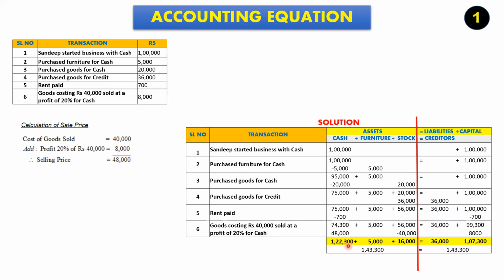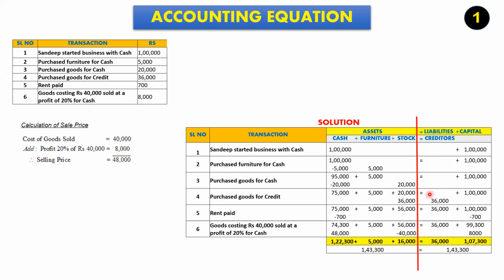1,22,300. That's it. And again bring this down 5,000. And why in stock did I put minus 40,000? Because we sold, yes, 40,000 worth of goods. That's why we have to put minus 40,000. So that means 56,000 minus 40,000 becomes 16,000.